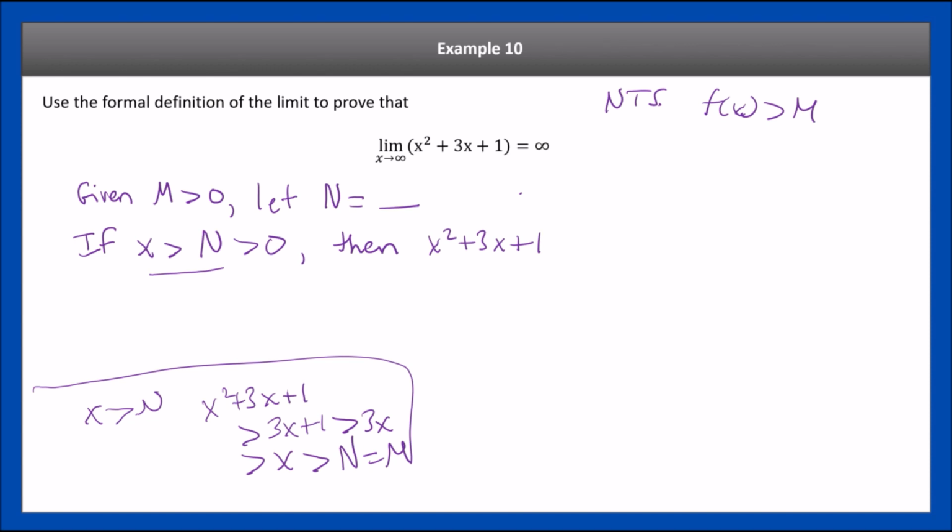So that's exactly what we're going to do. I did this off to the side, but let's go ahead and do it on the proof. So this is greater than that, which is greater than 3x, which is greater than x, which is greater than n. And n is equal to m. And so if we let m equal n, then that's the end of the proof. All right, so really not so bad if you think about it that way. All right, so let's look at another one.